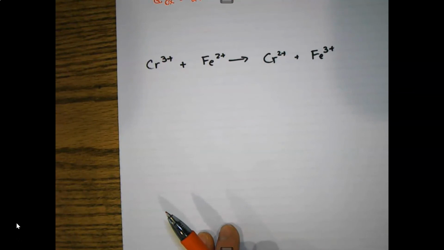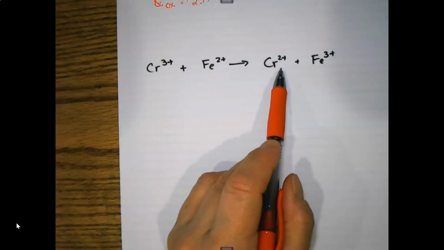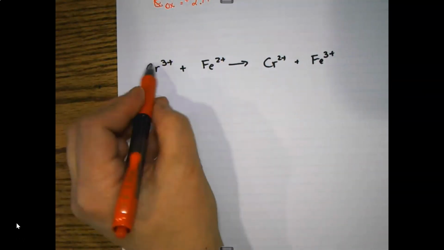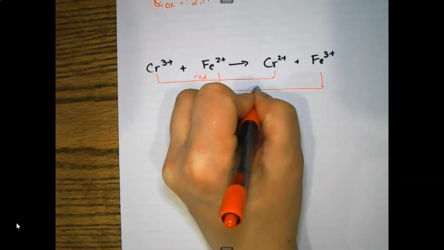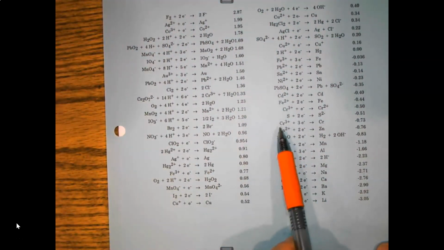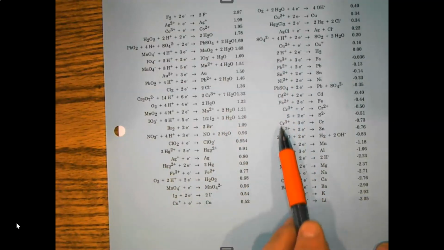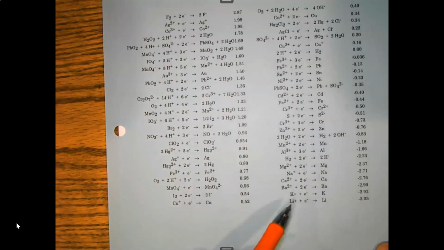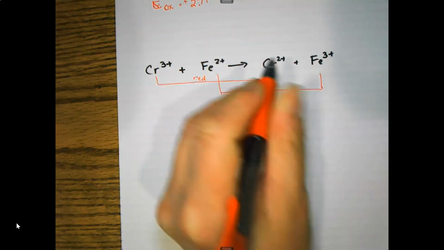Last one, I stuck with all ions just to make sure you were staying on your toes. So chromium 3 plus to chromium 2 plus, that's gaining an electron, so that's undergoing reduction. Fe2 plus to Fe3 plus is undergoing oxidation. So we've got the 2 half reactions. Here's the one, iron 0.77 for reduction, but it's undergoing oxidation, so it's a negative 0.77.